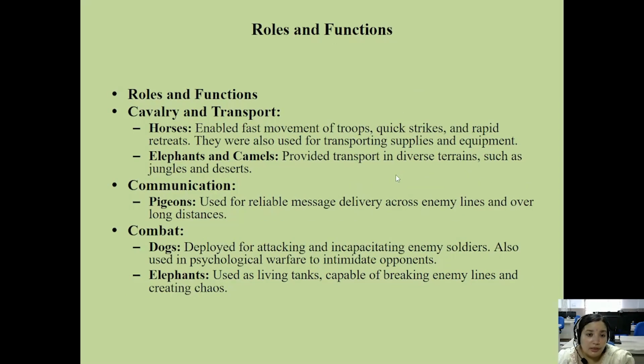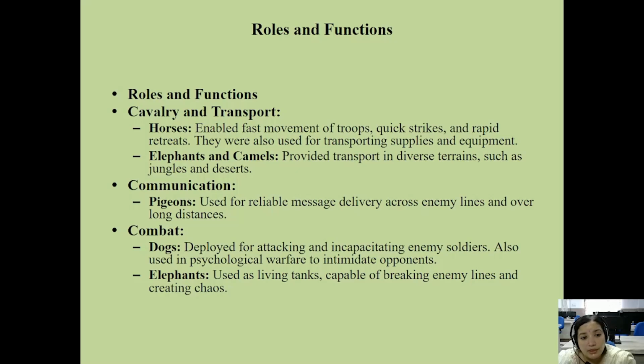Then come the roles and functions. The cavalry and transport: horses enabled fast movement of troops, quick strikes, and rapid retreats. They were also used for transporting supplies and equipment. Elephants and camels provide transport in diverse terrains such as jungles and deserts. So horses, elephants, and camels played a very important role in transportation and cavalry, and were used for carrying supplies and equipment for fighting battles against enemy countries.